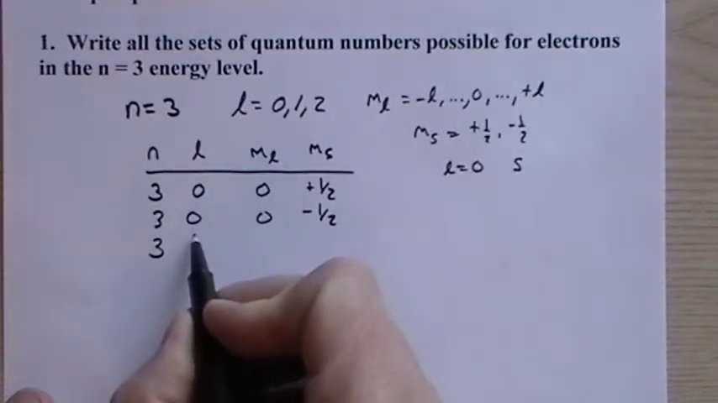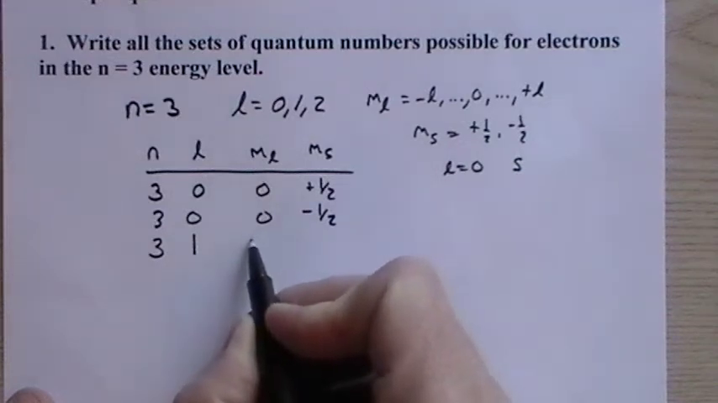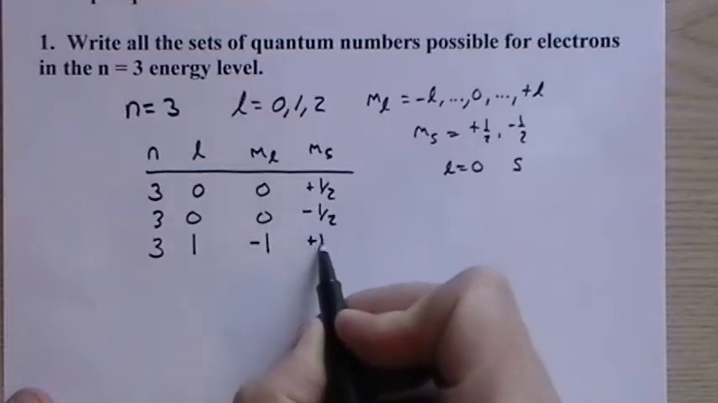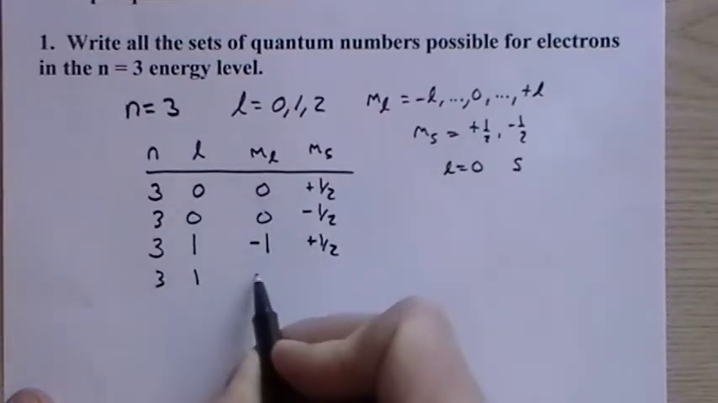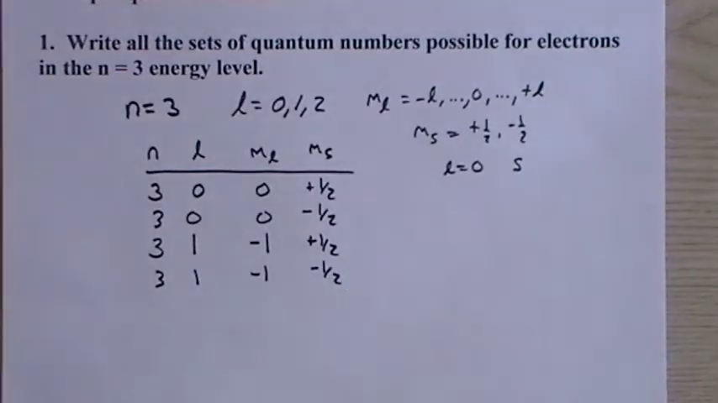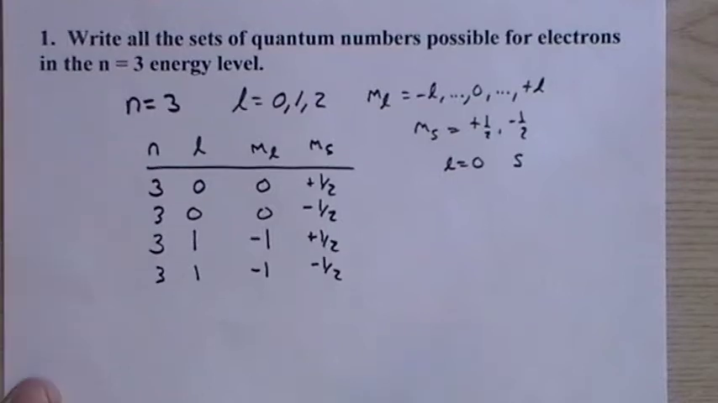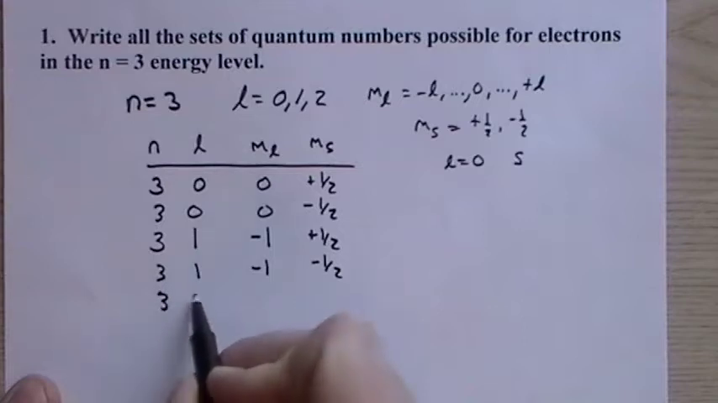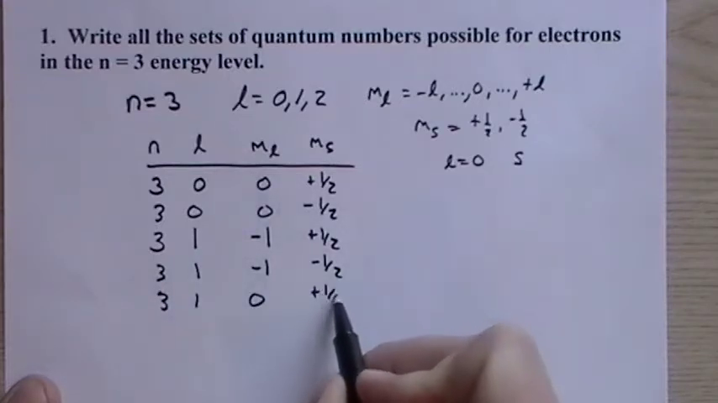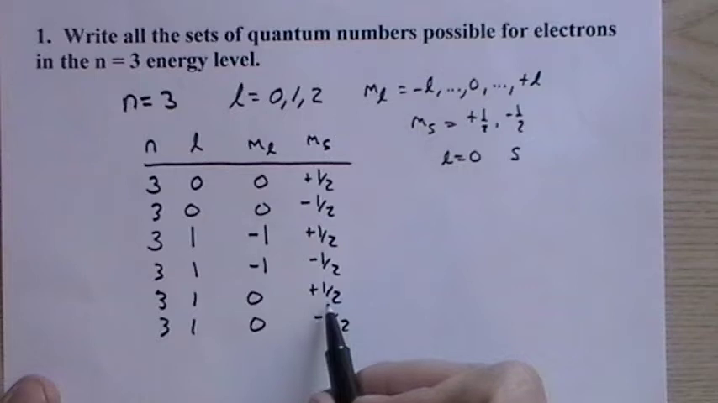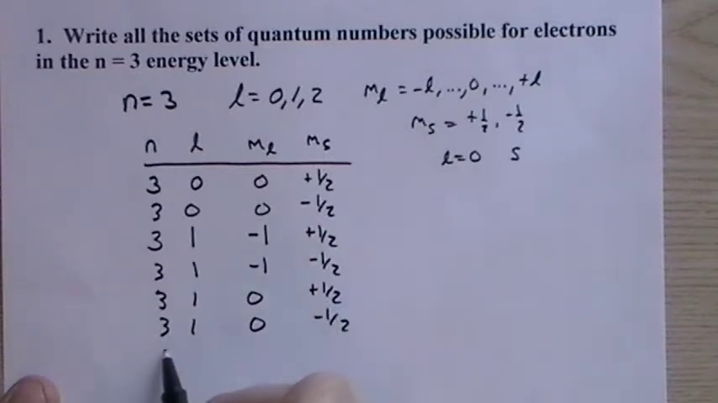This will always be 3, so L can be 1. M sub L can be from negative 1 to 1. So we'll just make it negative 1. So here's another possibility. Again, all of these are labeling the electrons that we can have, the possible states. So that's it for 3, 1, negative 1. Then 3, 1, 0. You can see that we get 2 for each of them because each of these 3, 1, 0 represents an orbital. The electron inside of it can be spin up or spin down.